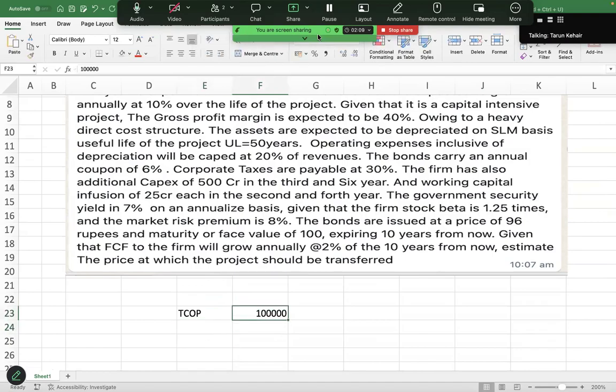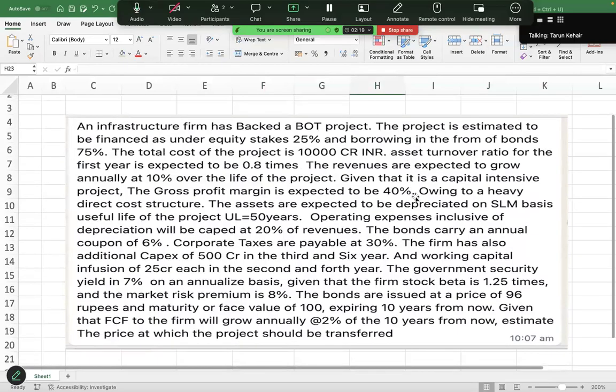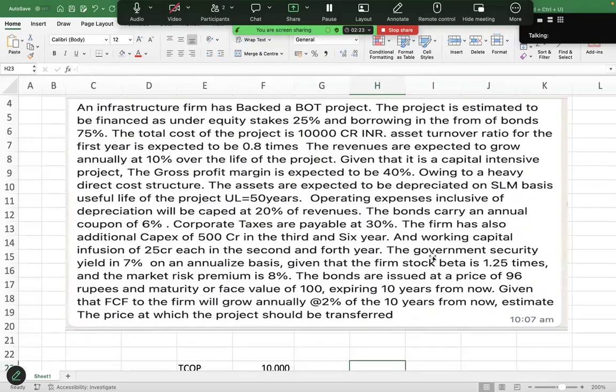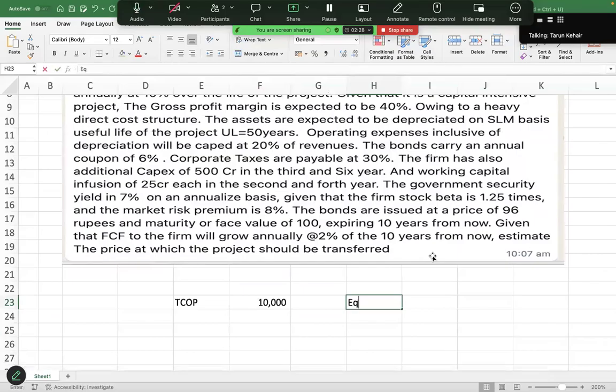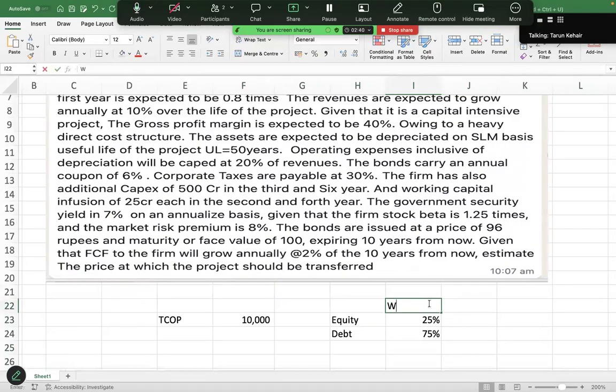Now this is broken up into how many parts you are financing this project with. Financing this project with debt and equity. Is that correct? 25% is equity. Therefore, debt is 75%. And so these are your weights. What is your cost of capital?